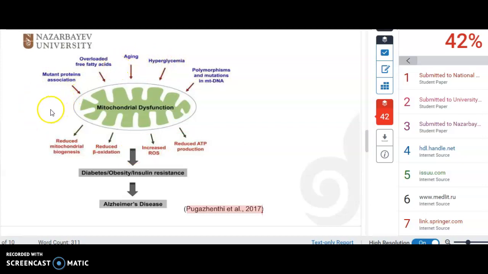So what you can do, you can make your own graph. On the left hand side, you could have these factors, then a big arrow pointing to mitochondrial dysfunction, and then another arrow saying this leads to diabetes, obesity, insulin resistance, and finally that leads to Alzheimer. I think that's better, and then skip this step here, right? And then because you can make your own graph, you will say adapted from this source.